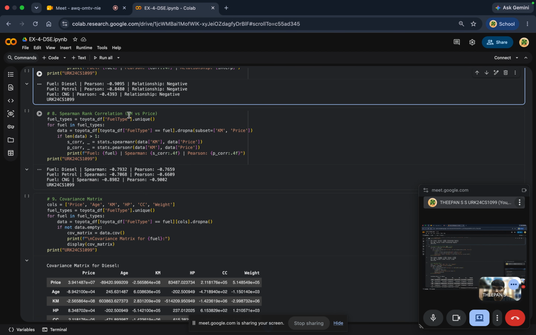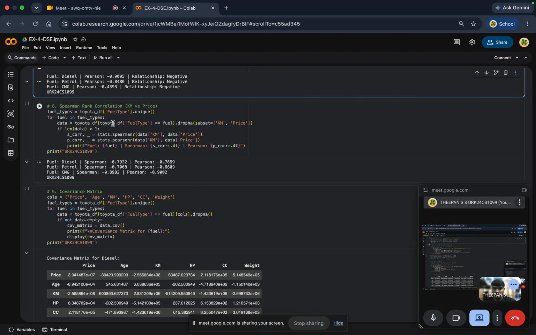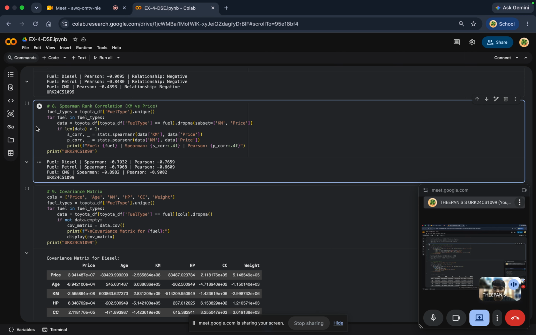For the eighth question, the goal is to measure the monotonic relationship using rank between the kilometers driven and the price, and compare it with the Pearson. Very easy question. How the code works is it uses stats.spearmanr and stats.pearsonr between km and the price. Spearman evaluates a monotonic association without assuming strict linearity. Both Spearman and Pearson values are negative, showing that higher mileage consistently led to lower car valuation.